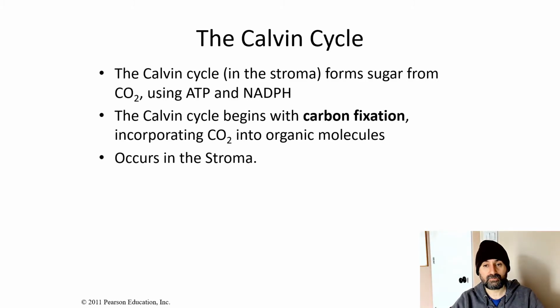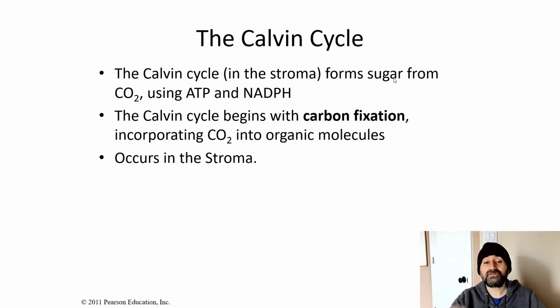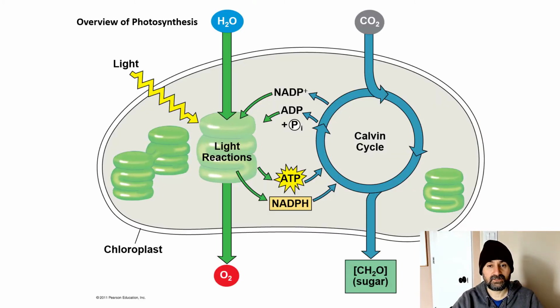And what are the products? What do you make? You make sugar. Yes, you form sugar. So the product is glucose or sugar. And where does the Calvin cycle occur? Does it occur in the thylakoid like the light reactions do? The answer is no. It occurs in the stroma. I want you to know that the Calvin cycle occurs in the stroma. Very good. All right, let's keep going.